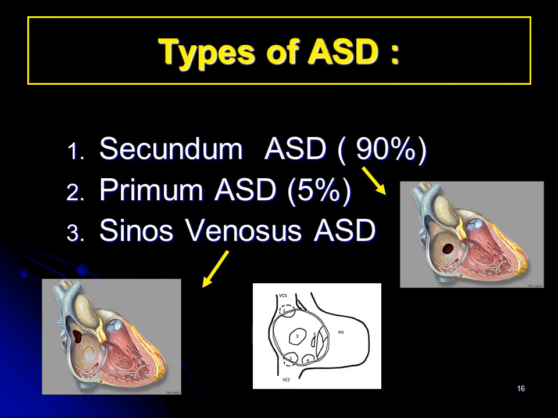There are three types of atrial septal defect. The first is the secundum atrial septal defect. The second is the primum type of ASD, and the third is the sinus venosus type of atrial septal defect.